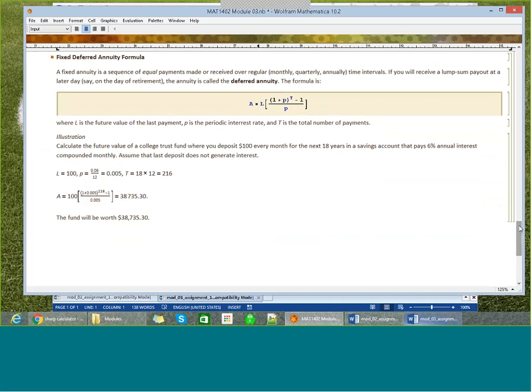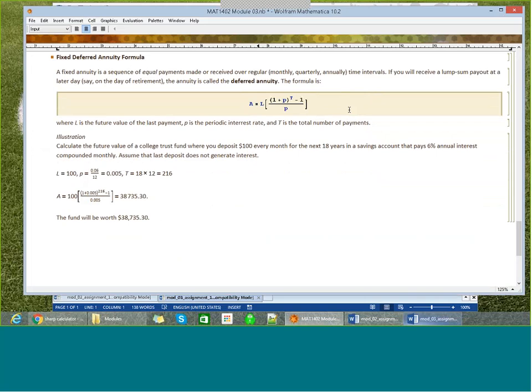So the last thing I'm going to cover is this fixed deferred annuity formula. I don't know how old you are, but if you ever retire, you might get an annuity. And it's deferred because you don't get the annuity until after you retire. So you'll be asked to calculate the fixed annuity, and the formula for that is this humongous thing here.